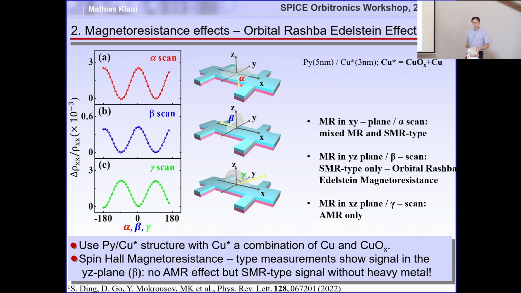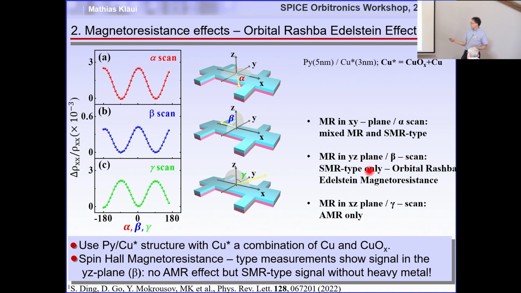And for those of you that are into magnetoresistance effects, there are 3 scans that we can do. We can rotate the field in plane, we can rotate the field out of plane perpendicular to the current, or out of plane in the current direction. And if we do this beta scan, then we get the SMR type, spin Hall magnetoresistance type of resistance.